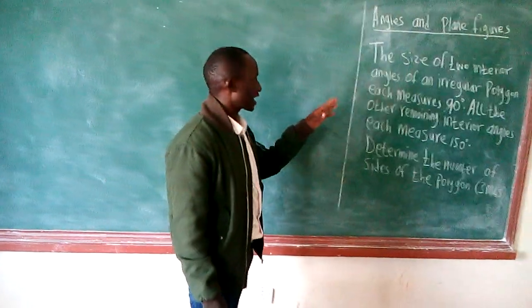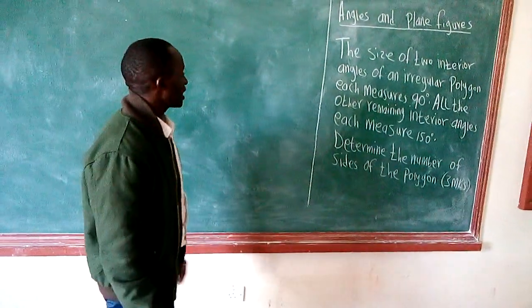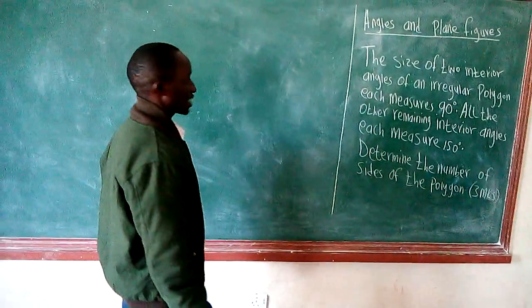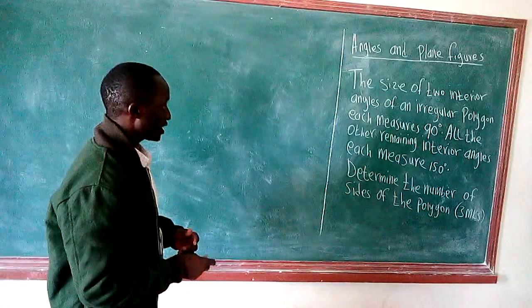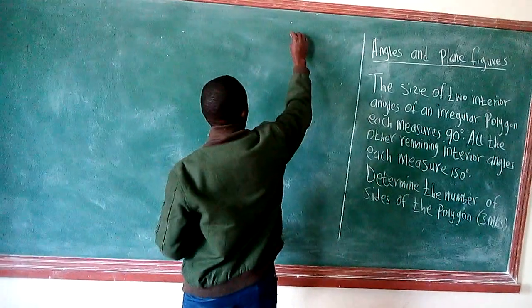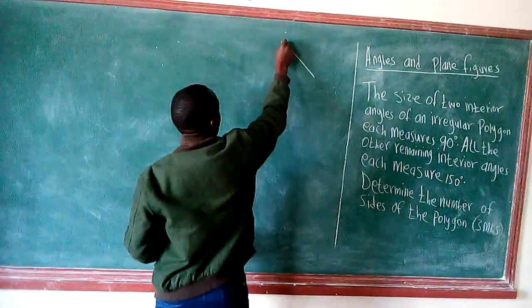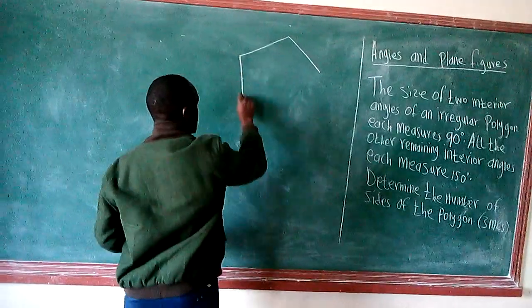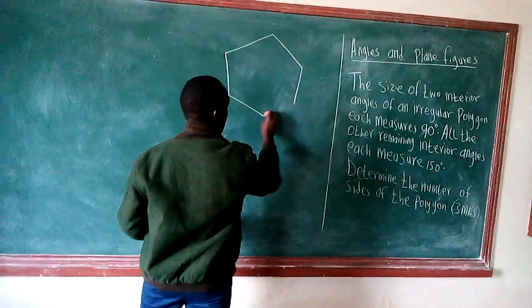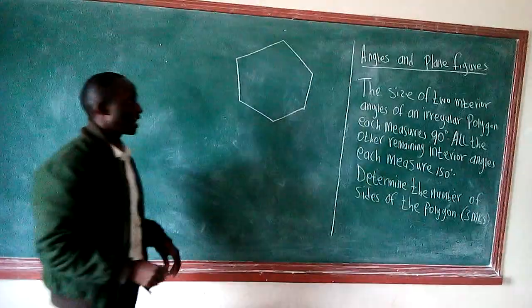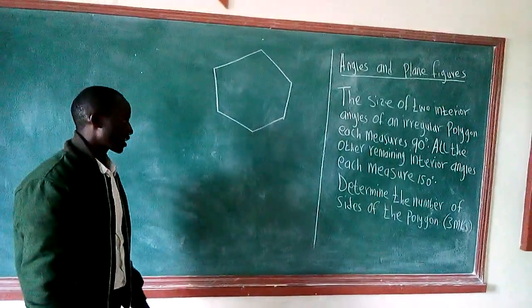Therefore, when it comes to this kind of question, I like to use a diagram. For example, when we talk about an irregular polygon, you can draw a diagram like this one. Together, learners, if you look at this diagram, it is an irregular polygon.